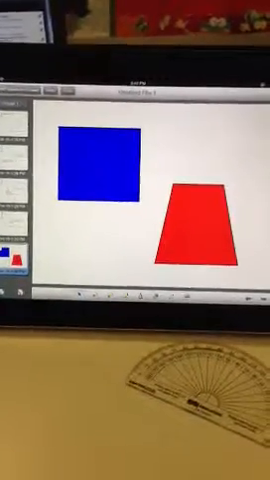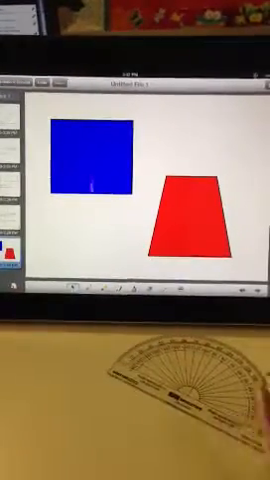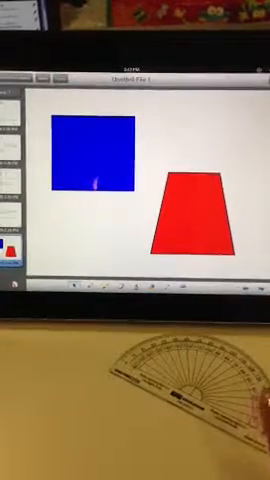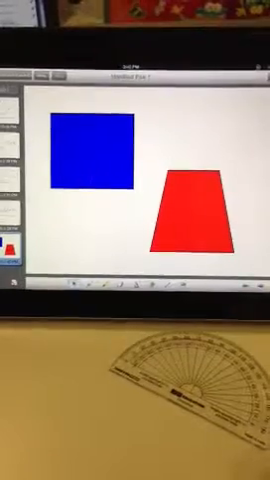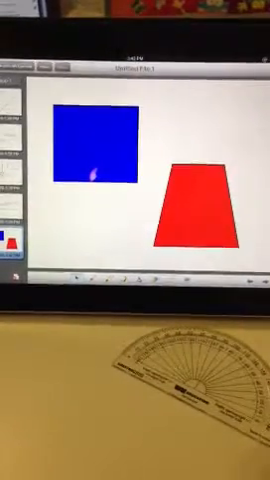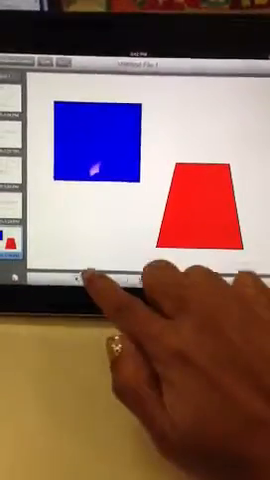Today we're going to talk about angles, and for that I'm going to need this type of tool called a protractor, and we're going to do a little bit of work on my iPad and some drawing on paper. So I want to start by talking about the most perfect angle of all, which is the right angle.